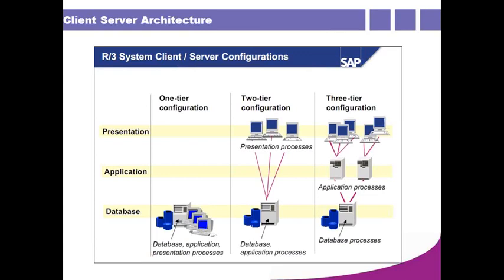Two-tier means the presentation layer is separated from this. The presentation layer is installed on one server, but the database and SAP are still on another server. That means we are using two servers to complete this setup: the presentation layer on a dedicated server, and SAP and database on a separate server.